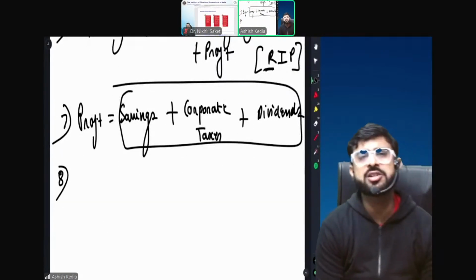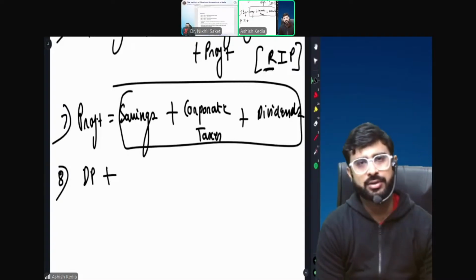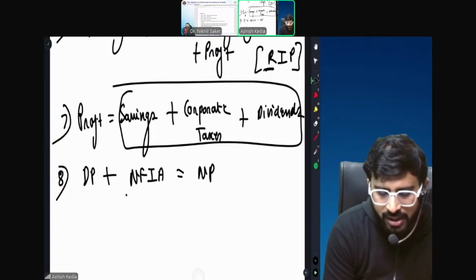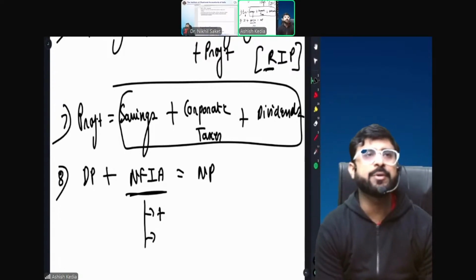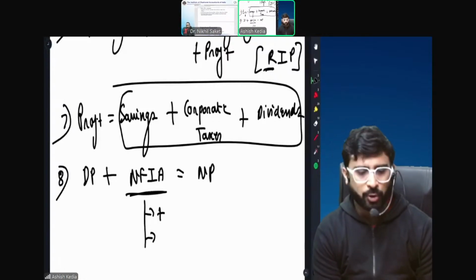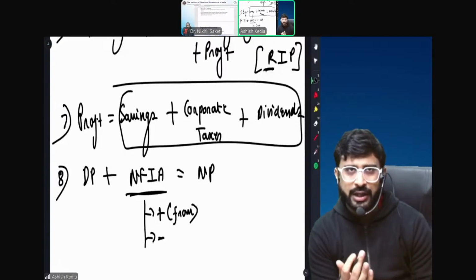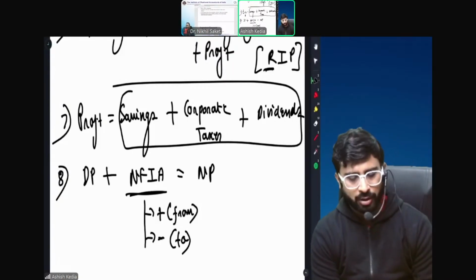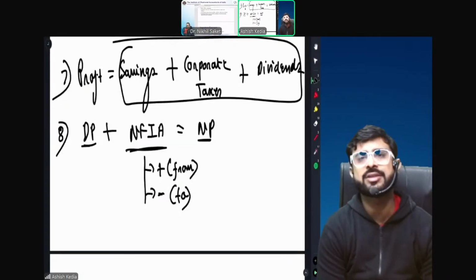Eighth point, the relationship between aggregates. The relationship between aggregates is very simple. If you're standing in the world of domestic products, DP, and you add NFIA, you get national product. Sir, what is NFIA? There are two meanings to NFIA. If it is positive, it means net factor income from abroad. It means people outside India are earning more than what foreigners in India are earning. And if it's negative, it means people outside India are earning less than what foreigners within India are earning, so it is called net factor income to abroad. So domestic product plus net factor income from abroad is national product.